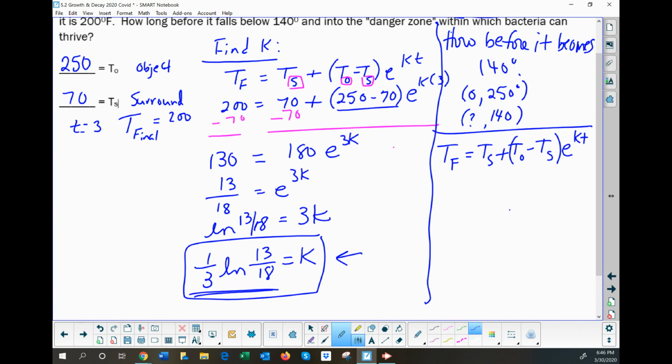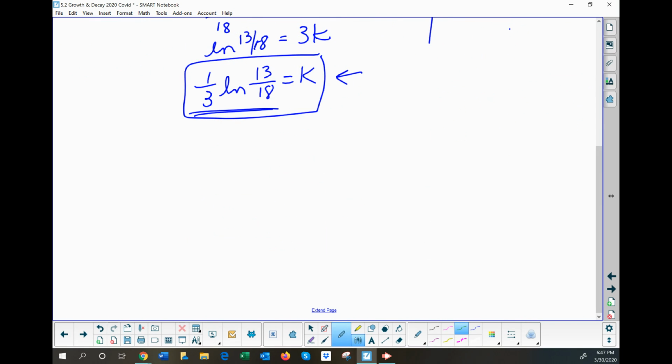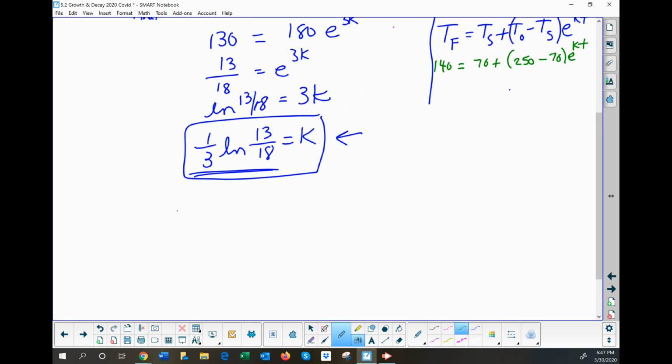All right, temperature final. We want to get down to, let's put it in a different color, 140 degrees. Our temperature surrounding was 70. The temperature of the object, I'm going back to the initial time when it was taken from the oven, so 250 minus 70, e to the kt, and I have that k value. I'll write it in next because I need a little more room. I'm going to extend this page so that I can write a little bit bigger here. 140 minus 70 gives me a 70.